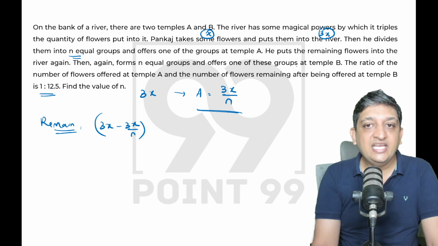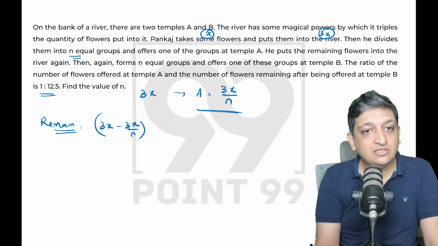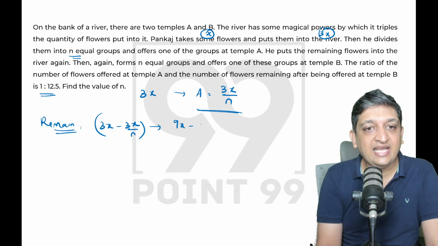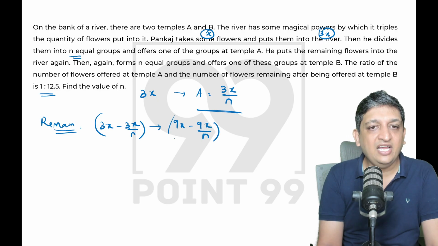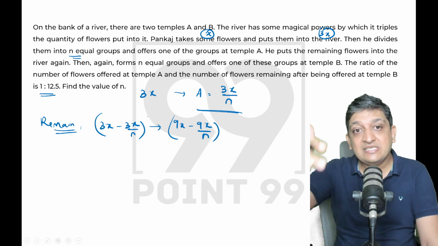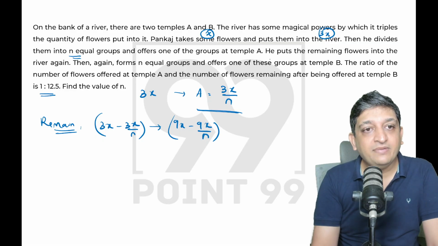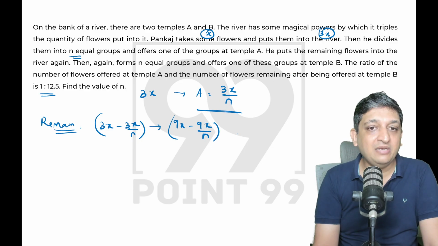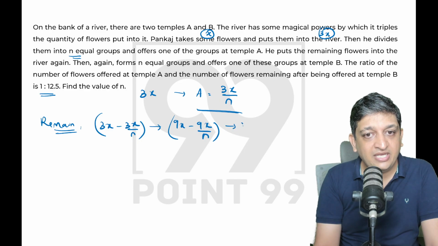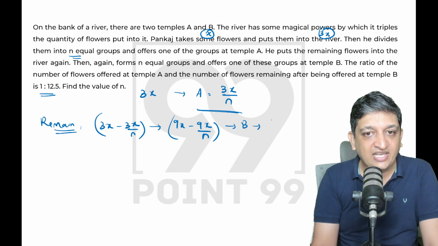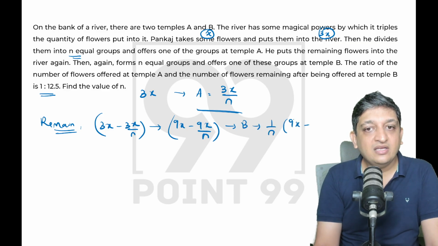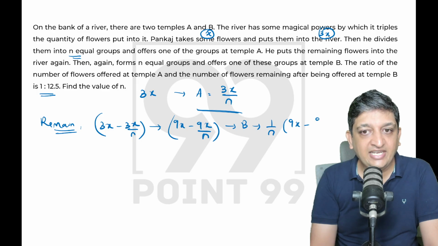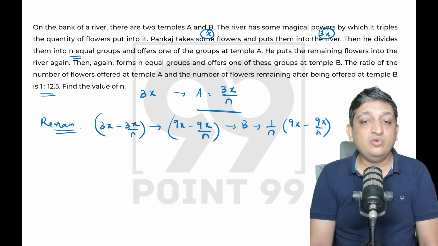Now he puts the remaining flowers into the river again. If he puts it back into the river, it will become thrice of this. So I'll get 9x minus 9x by n. I'll not simplify it, I'll just keep it as it is and simplify it later. Now he again forms n equal groups and offers one of these groups at temple B. So what goes to temple B? 1/n of these will go, similar to this one, 3x by n, because n groups were there. So 1 by n into 9x minus 9x by n will go to temple B.